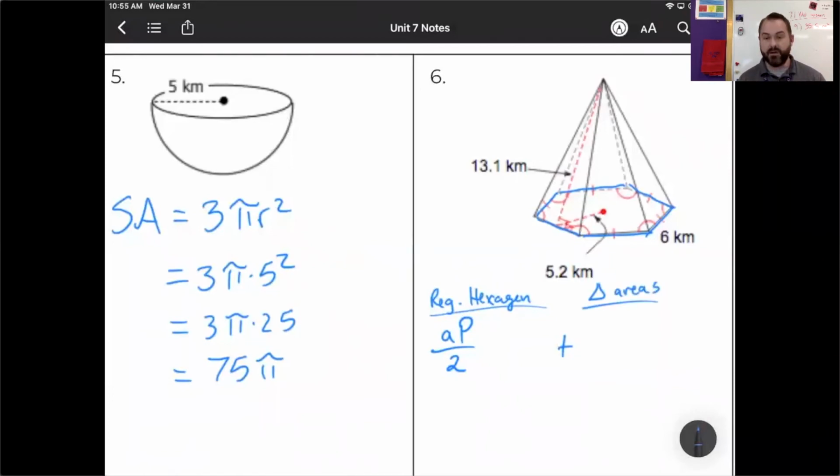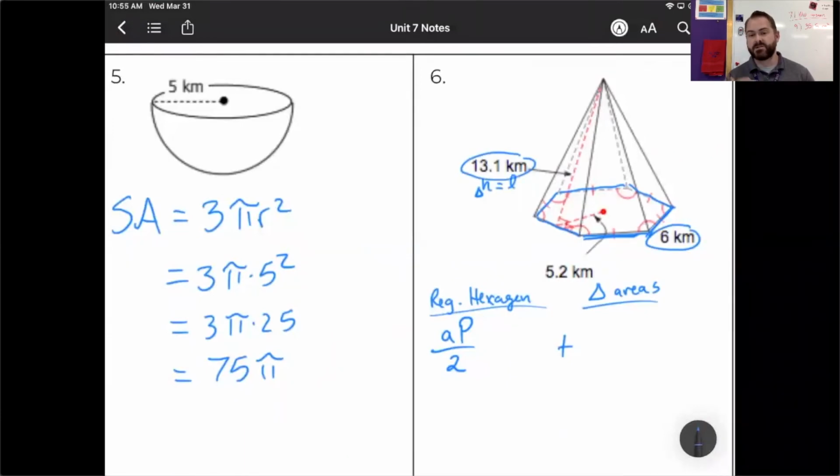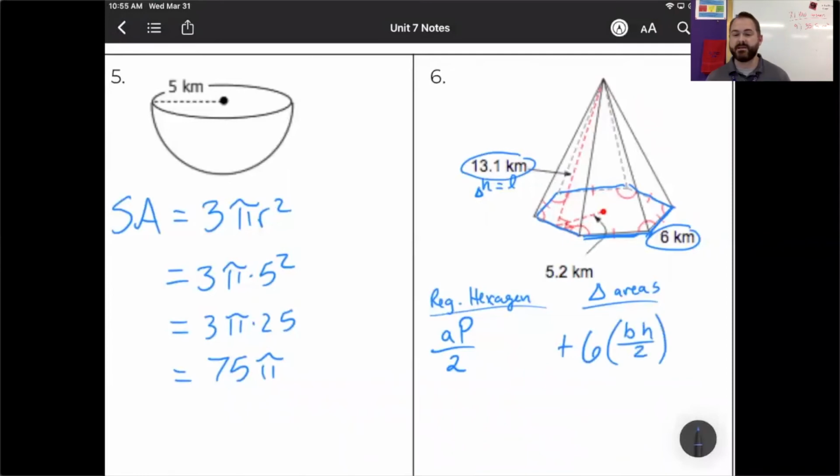All right. Now, each of these triangles has the same base, 6, because those are all congruent sides of that hexagon. So the base length of every triangle is 6. The height of each of these triangles, or the slant height of the pyramid, is 13.1, and all 6 triangles have that same slanted height. And so we can just do the area of one triangle and multiply it by 6. Okay, so we're going to do base times height divided by 2, and then we're going to multiply that by 6 because there's 6 of those triangles.